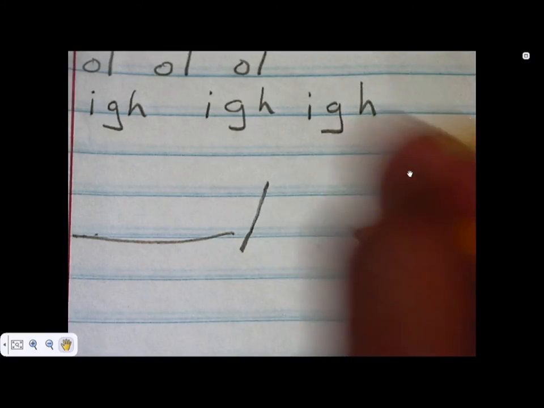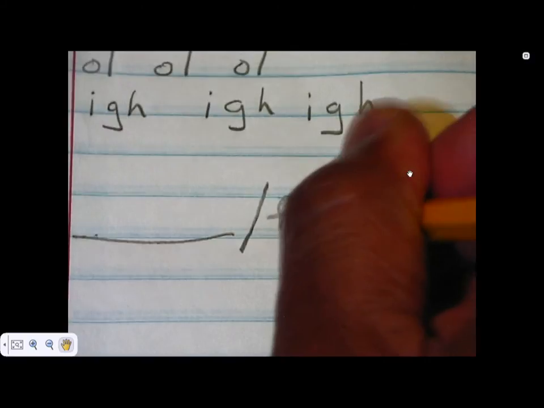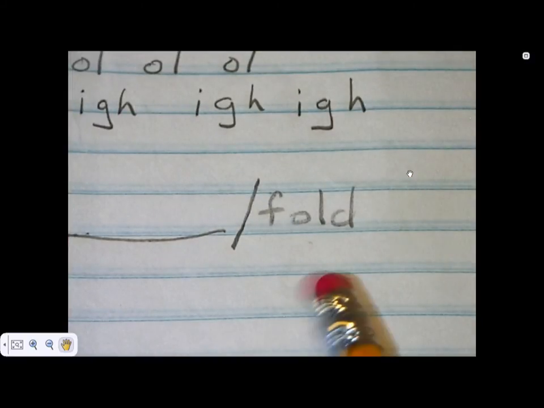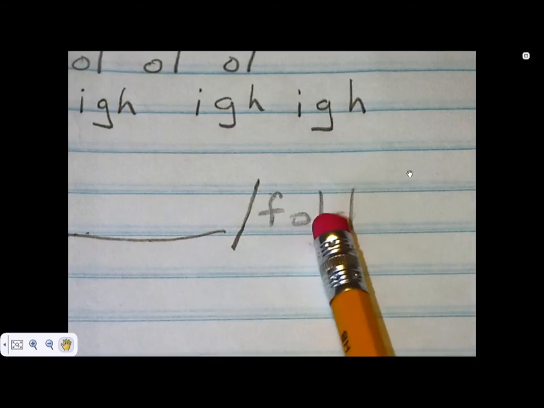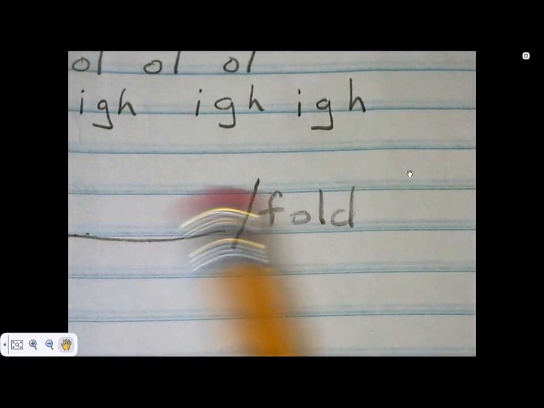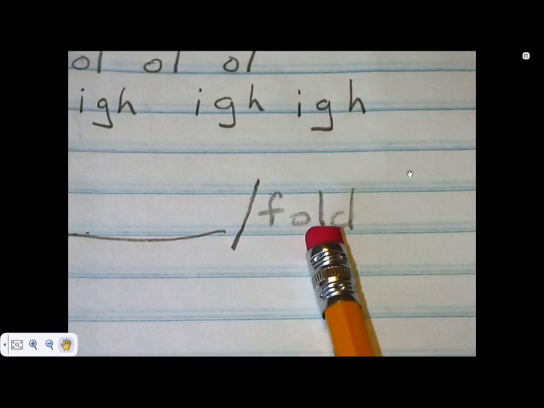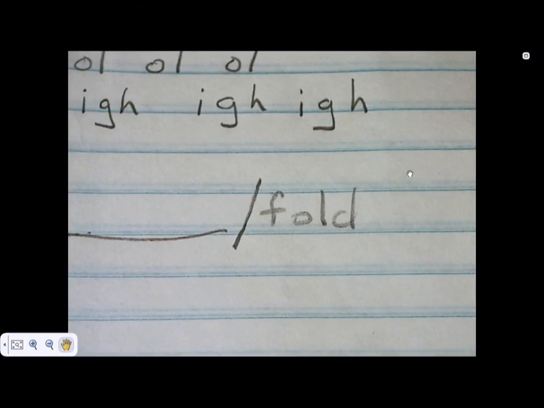Now, fold is spelled F-O-L-D. Write your correction over here. Don't go back over here and try to change it. Let's write the correct spelling over here. Whether you got it right over here or not, I want the correct spelling written here. The next word, number 2, holding. Repeat.